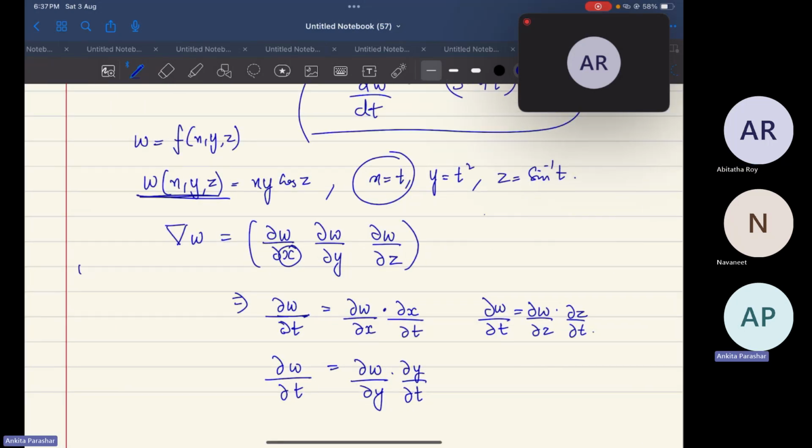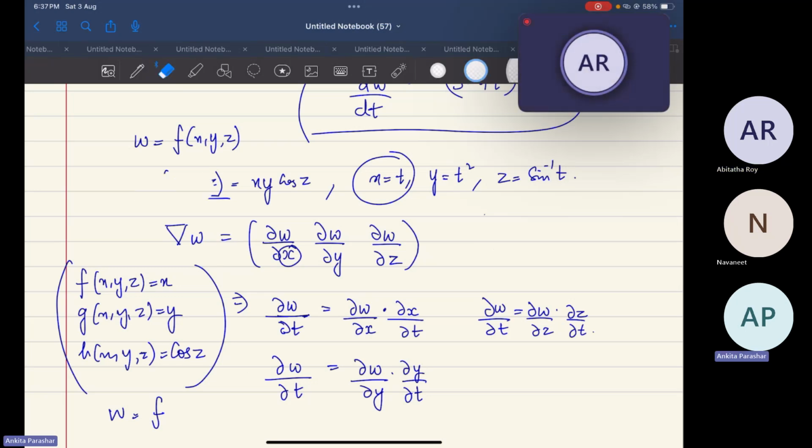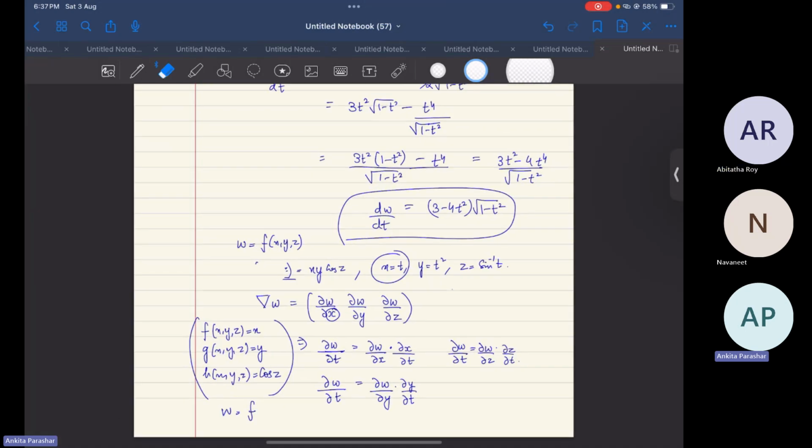So your w is nothing but a function of, if I write f(x, y, z) to be x, g(x, y, z) to be y, h(x, y, z) to be cos z, then w is nothing but f composed with. The way I have chosen the variables, I think it's not that good. Okay, I think let's do some other example. Here I am also getting confused.